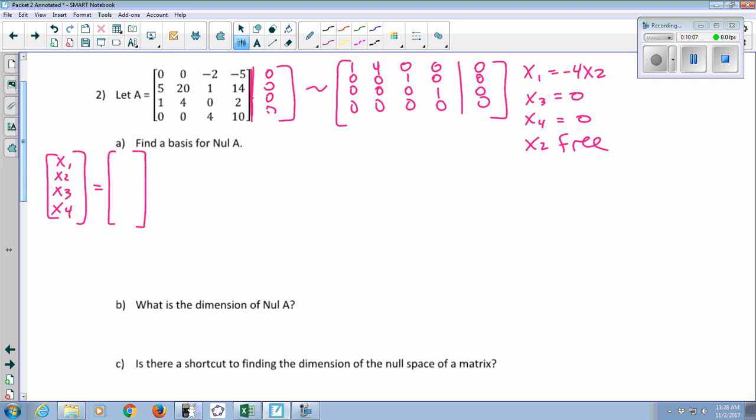I only have one free variable, so I put it up here as a parameter. And then x1 is negative 4x2. x2 is free, so I put a 1. x3 and x4 are both 0. So this is the spanning set. It's just the one vector.